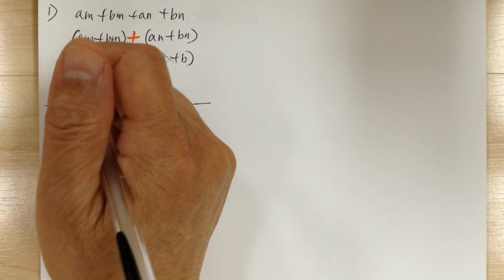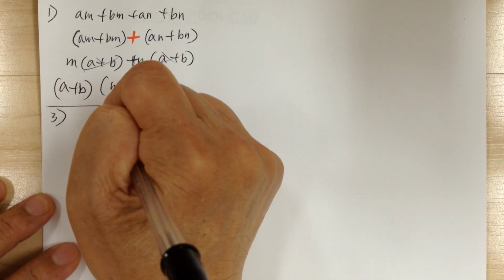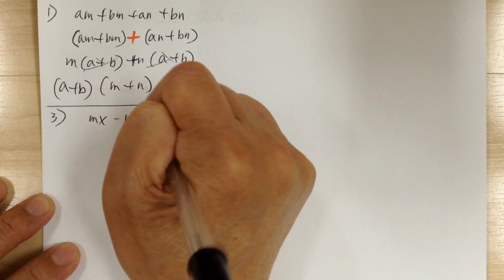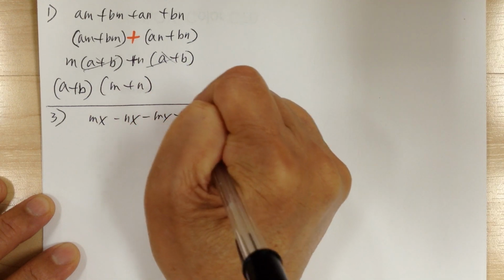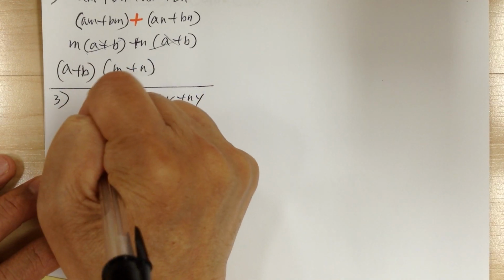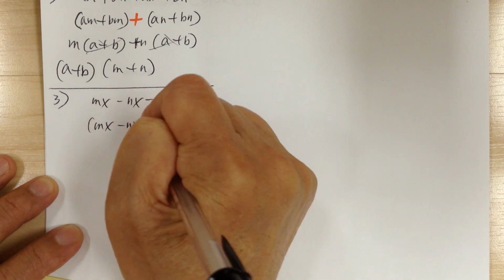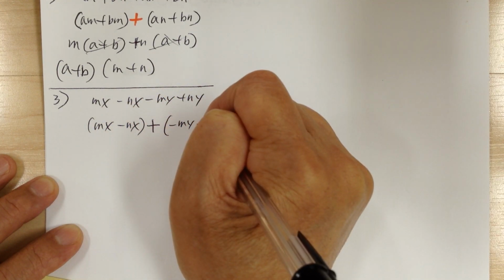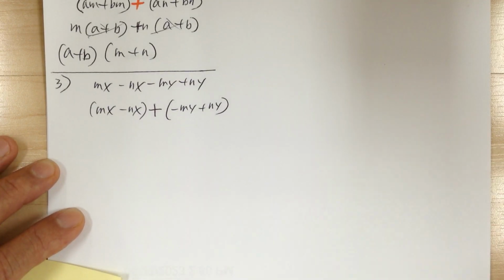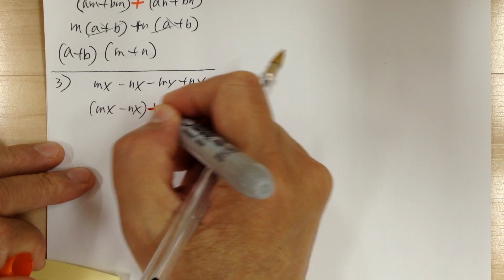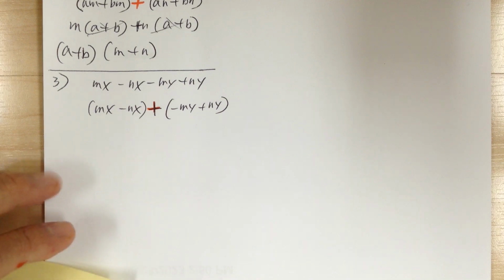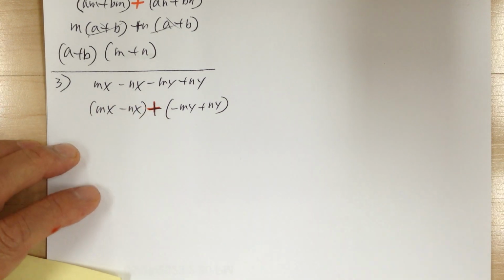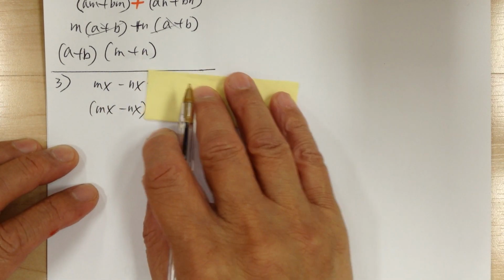Number 3. You have mx minus nx minus my plus ny. Again, first you group them. And again, always put a plus between the groups. That's very important. Now you can focus on each part.